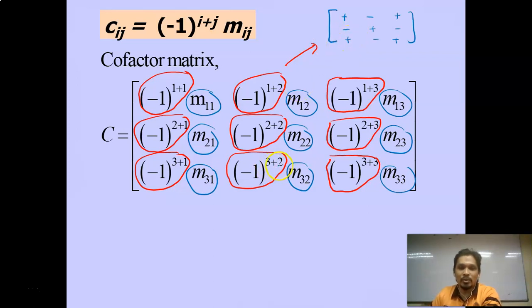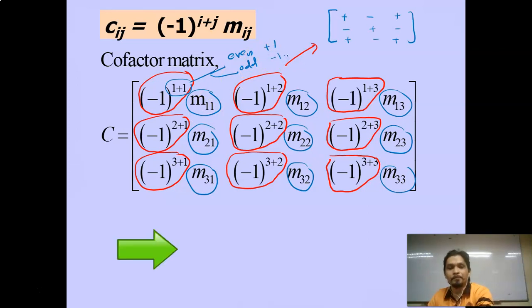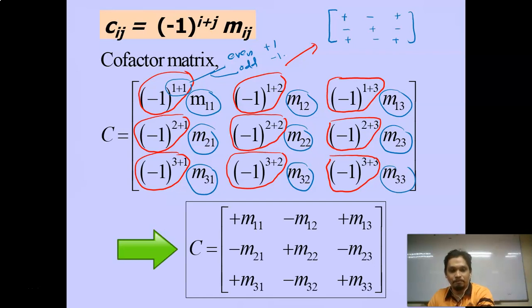3 plus 2 equal to 5, negative 1 to the power of 5 equal to negative 1. Meaning, for the summation of i plus j, if it is an even number, then it comes up with a result of positive 1. And if it comes up with an odd number, for example 2 plus 1 equal to 3, an odd number, then it gives you negative 1. There you go.